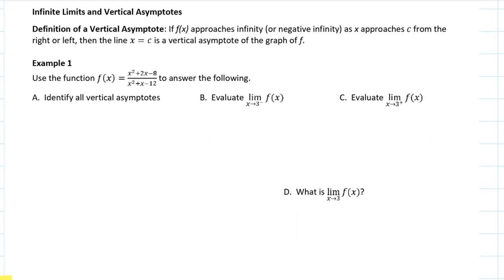Going back to pre-calc, algebra 2, the definition of a vertical asymptote says if f of x approaches infinity or negative infinity as x approaches c from the right or left, then the line x equals c is a vertical asymptote of the graph of f. Let's take a look at how that works. What is an example of that?